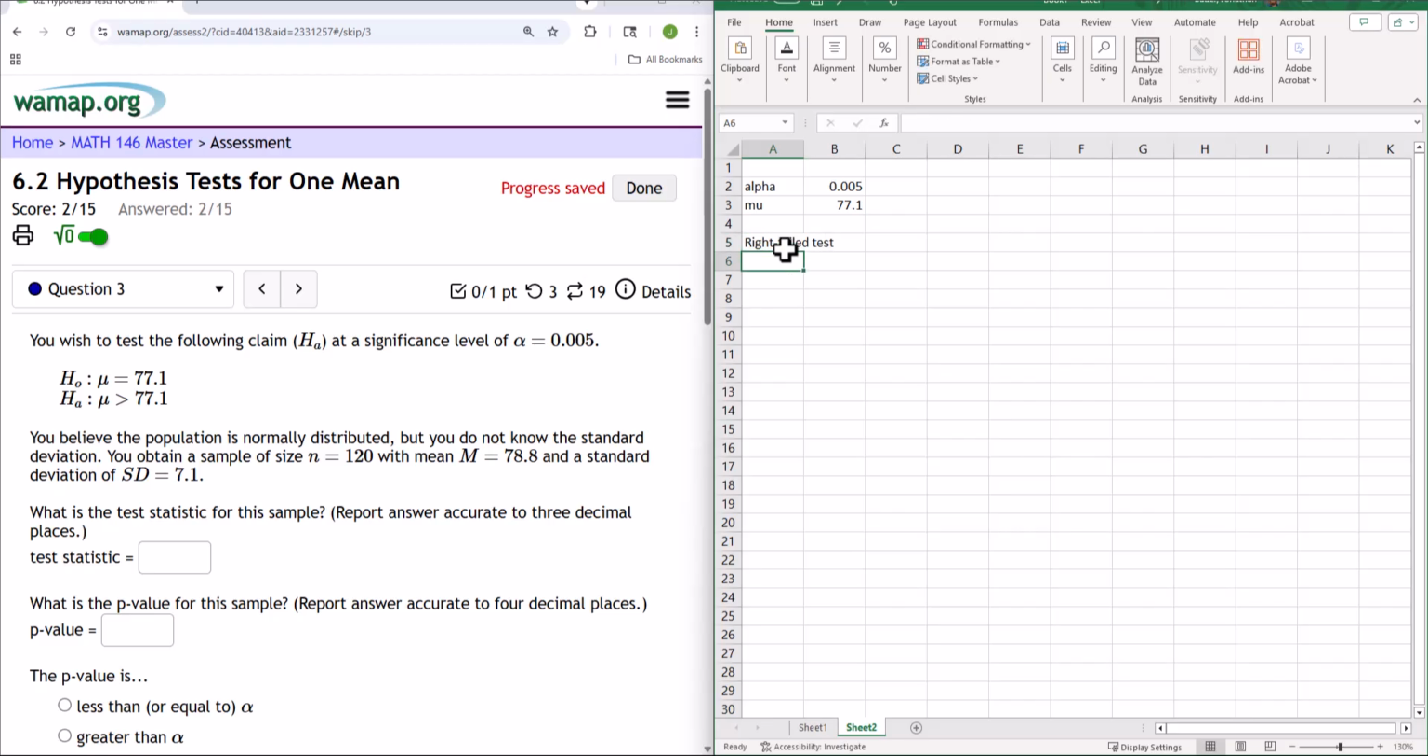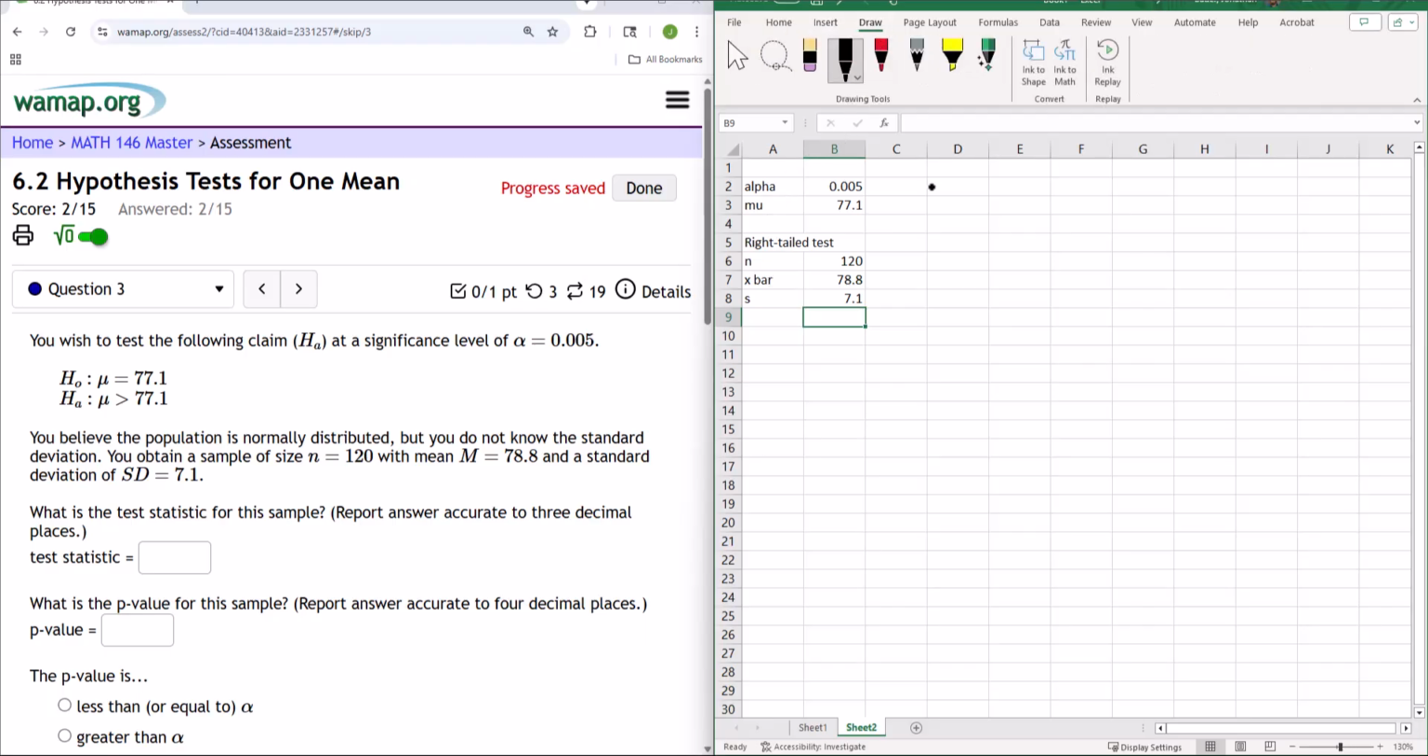So when I draw my sweet little picture, I'm going to have a curve looking for the area of the right. So you believe the population is normally distributed, but do not know the standard deviation. You obtain a sample size, n equals 120, with a mean, that's x bar, 78.8, and a standard deviation of 7.1. Again, kind of translating these into the language that we are using in our text.